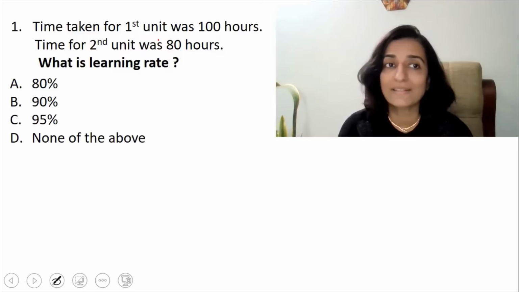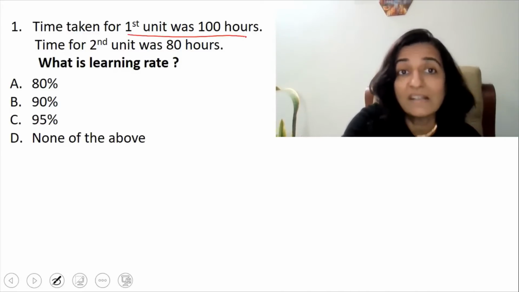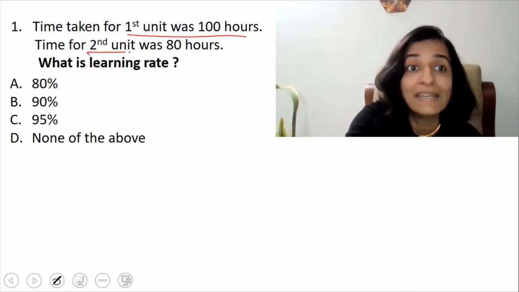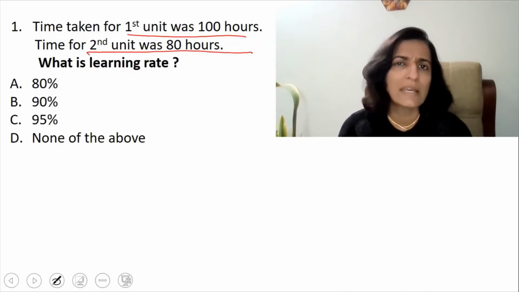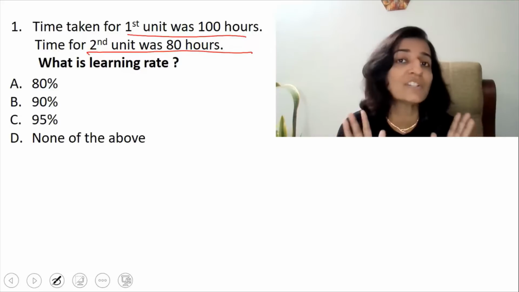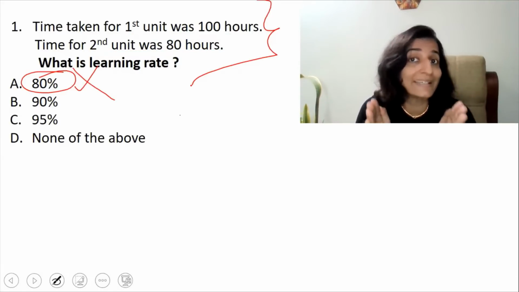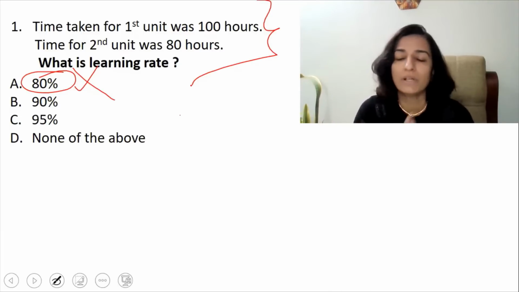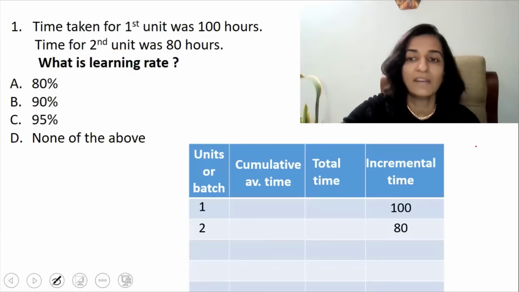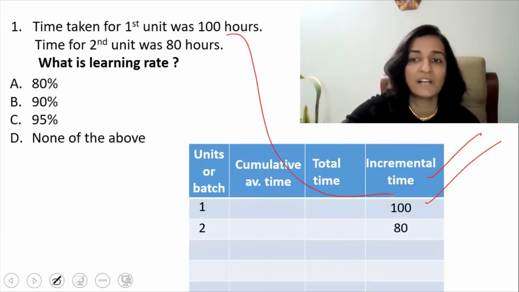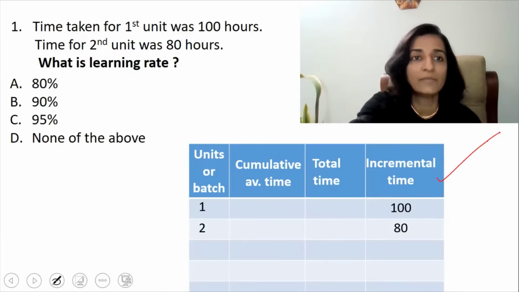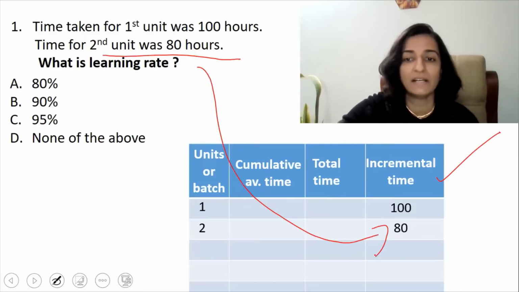What is given in the question? The information that is given in the question is the incremental time for the first unit and the incremental time for the second unit. It is not the cumulative average time that is being given in the question. The incremental time is the time that is taken for making each individual unit. That is what is given. So we will make a table. Incremental time for the first unit is 100 hours and incremental time for the second unit is 80 hours.